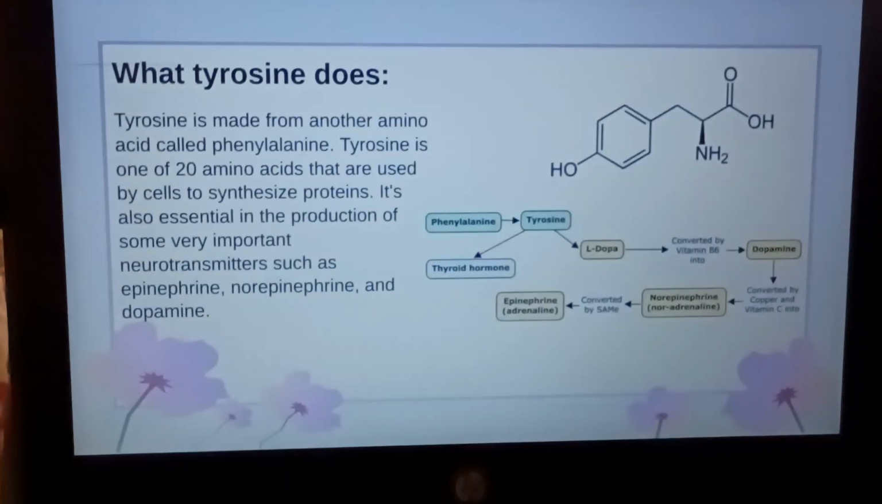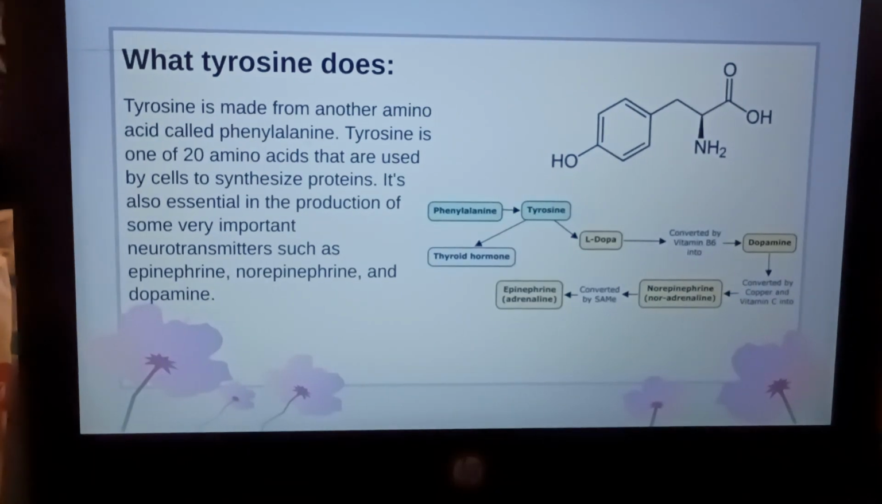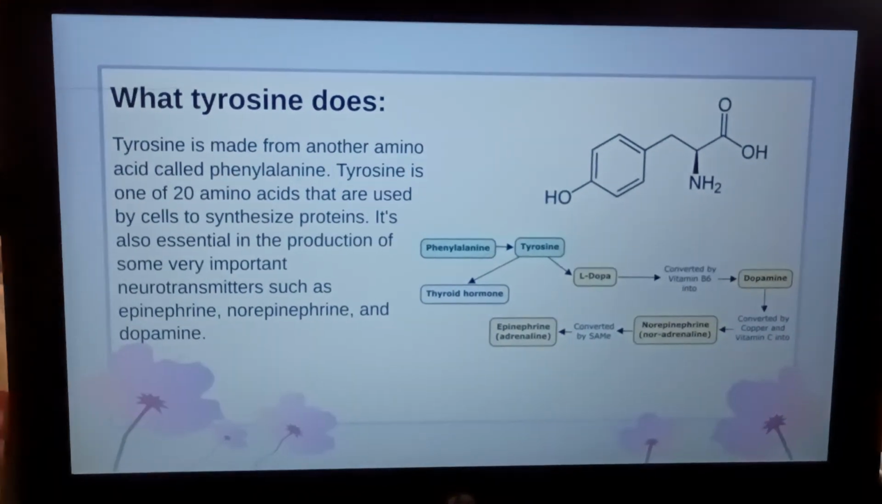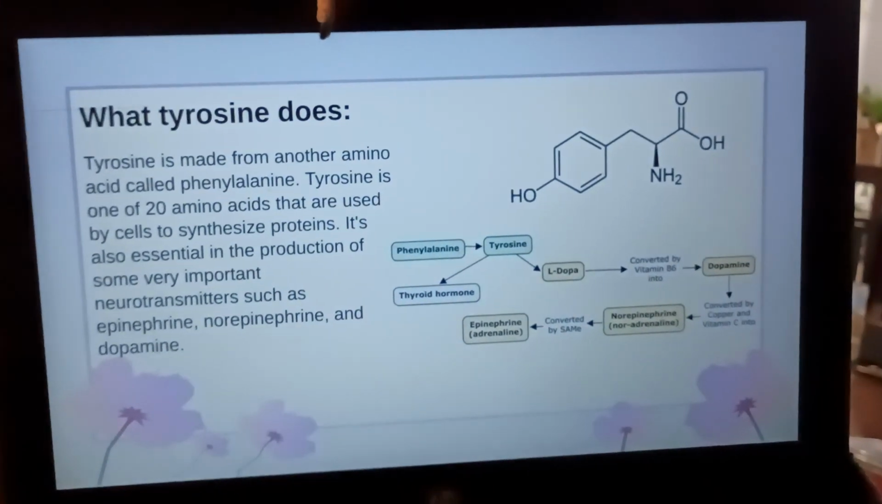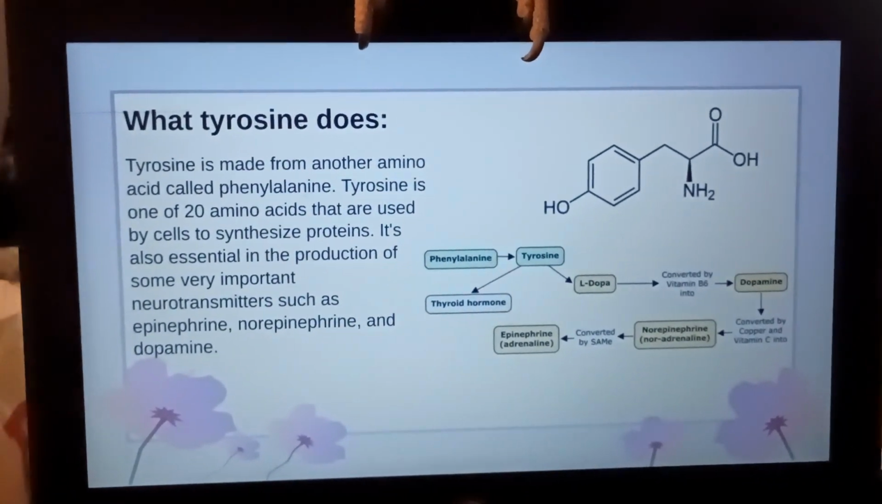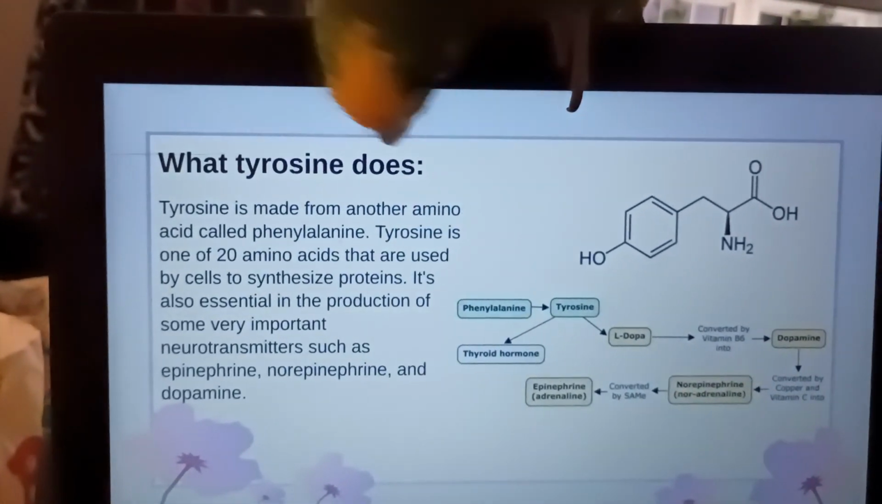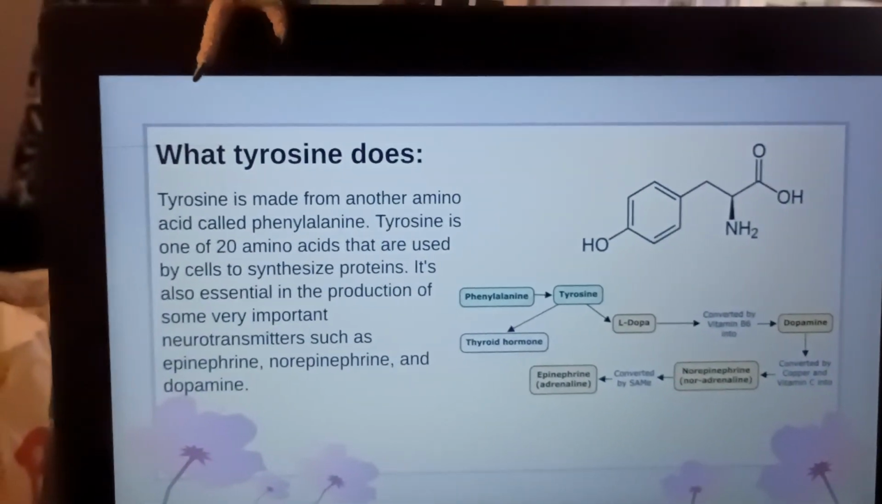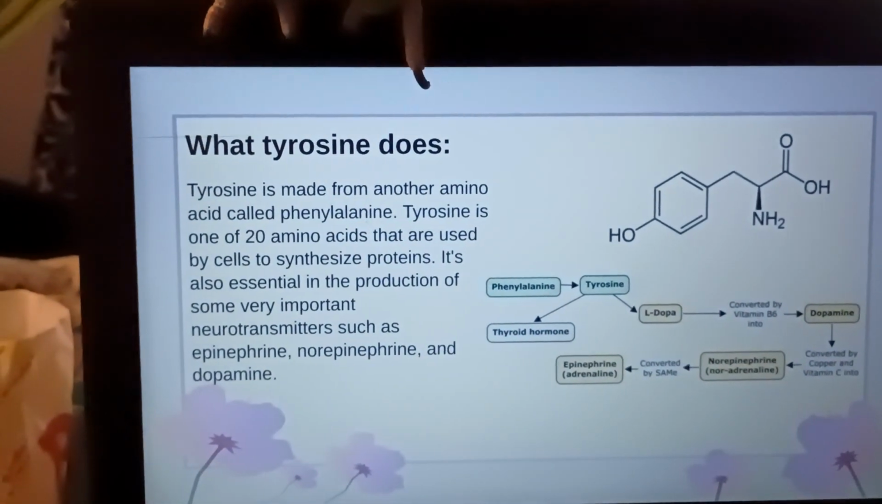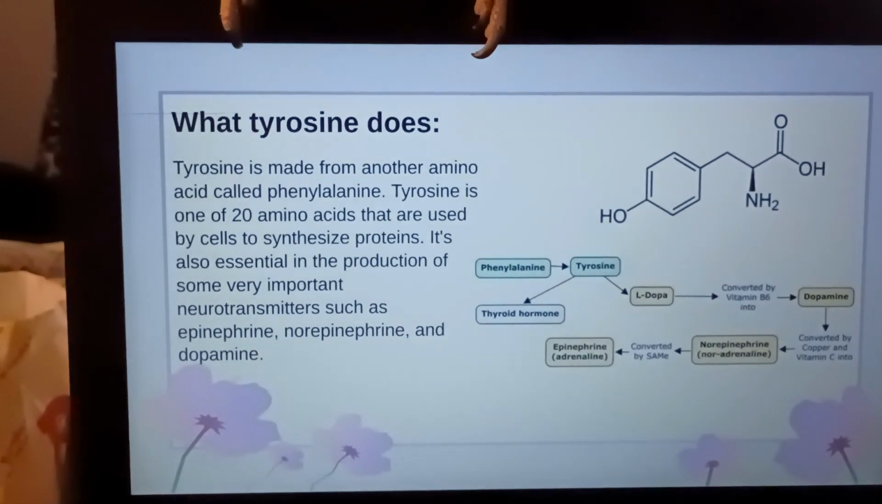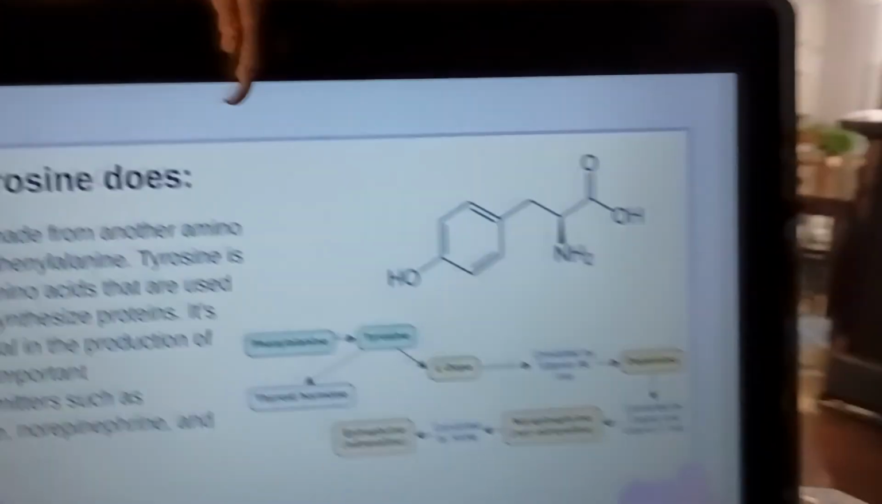What tyrosine does: tyrosine is made from another amino acid called phenylalanine. Tyrosine is one of 20 amino acids that are used to synthesize proteins. It's also essential in the production of some very important neurotransmitters, such as epinephrine, norepinephrine, and dopamine.